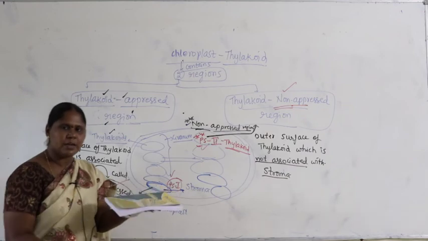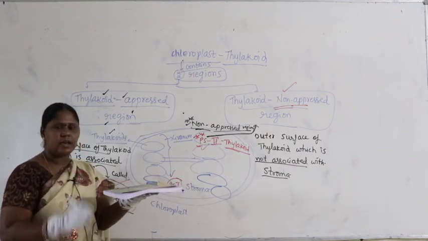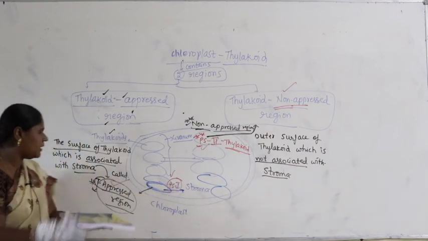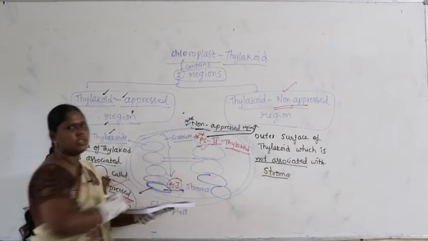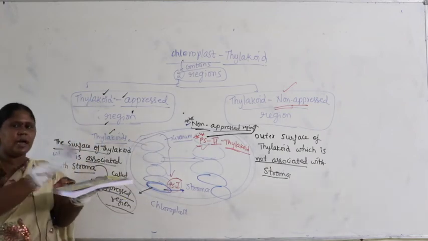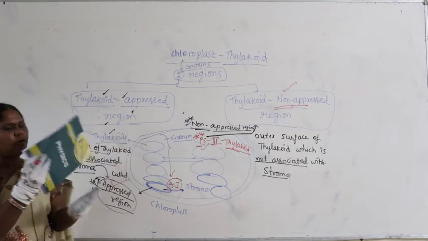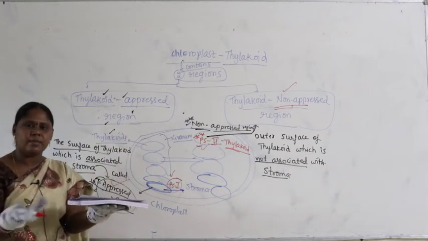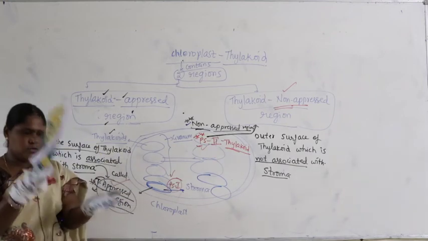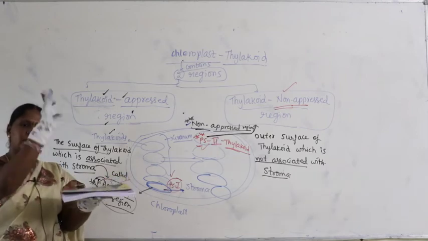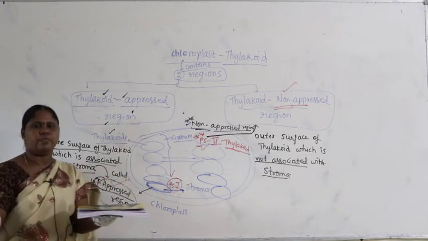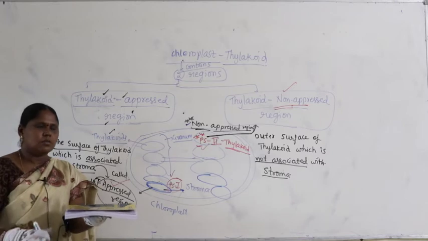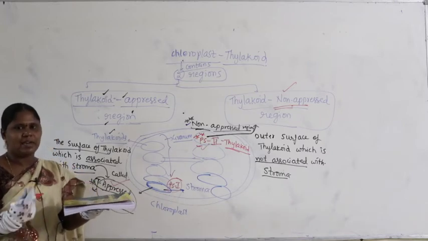Why am I repeating so many times? Even though I tell them 10 times, most of the students get confused between the appressed and non-appressed regions. After saying so much, they will say the outer part is appressed, no ma'am. The down part is non-appressed. When I ask why, they say the down part is not visible, so this is non-appressed, and the upper part is visible, so they call it appressed. No. You have to make it very clear in your mind.